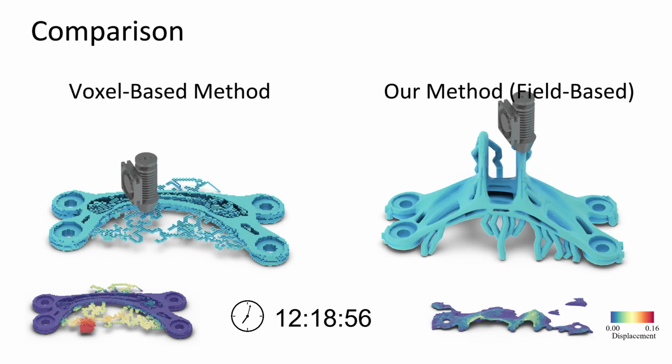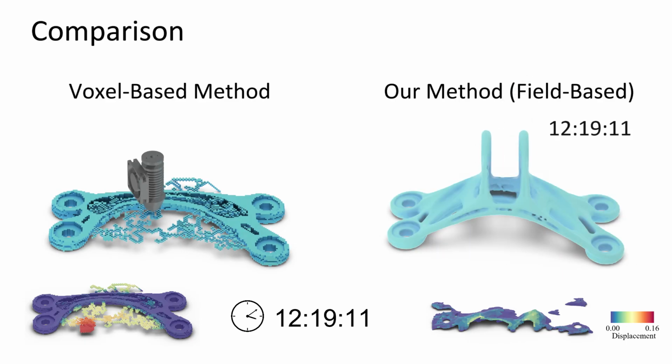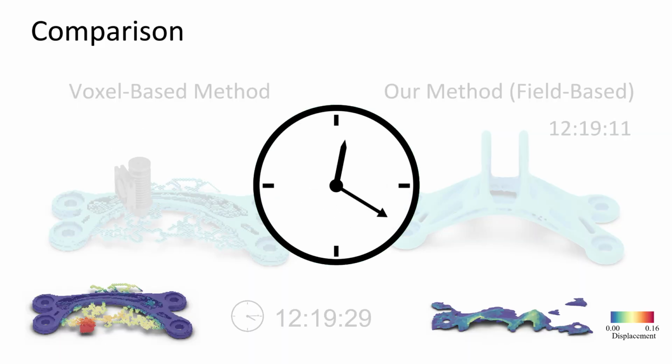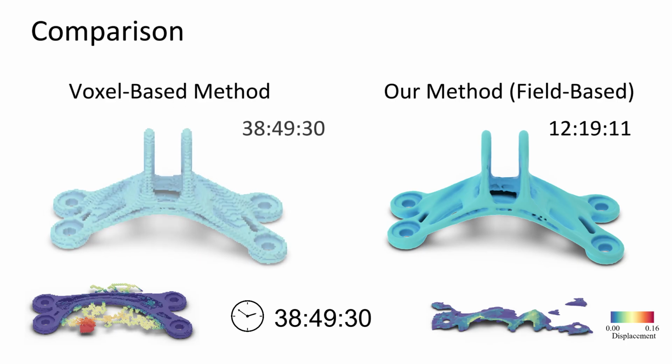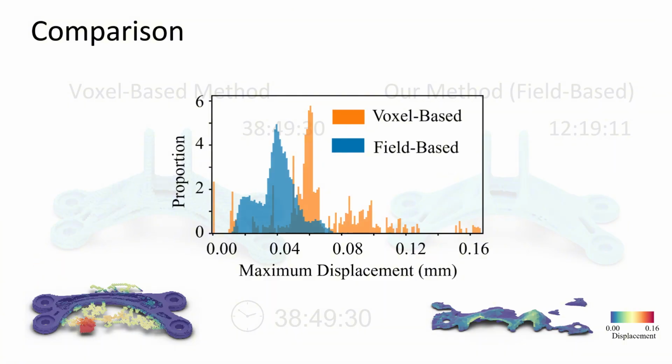As our method has explicitly minimized the volume of extra supporting structure, the manufacturing sequence generated by our method can finish much earlier. The histogram of distortions on intermediate structures clearly demonstrates the advantage of our method.